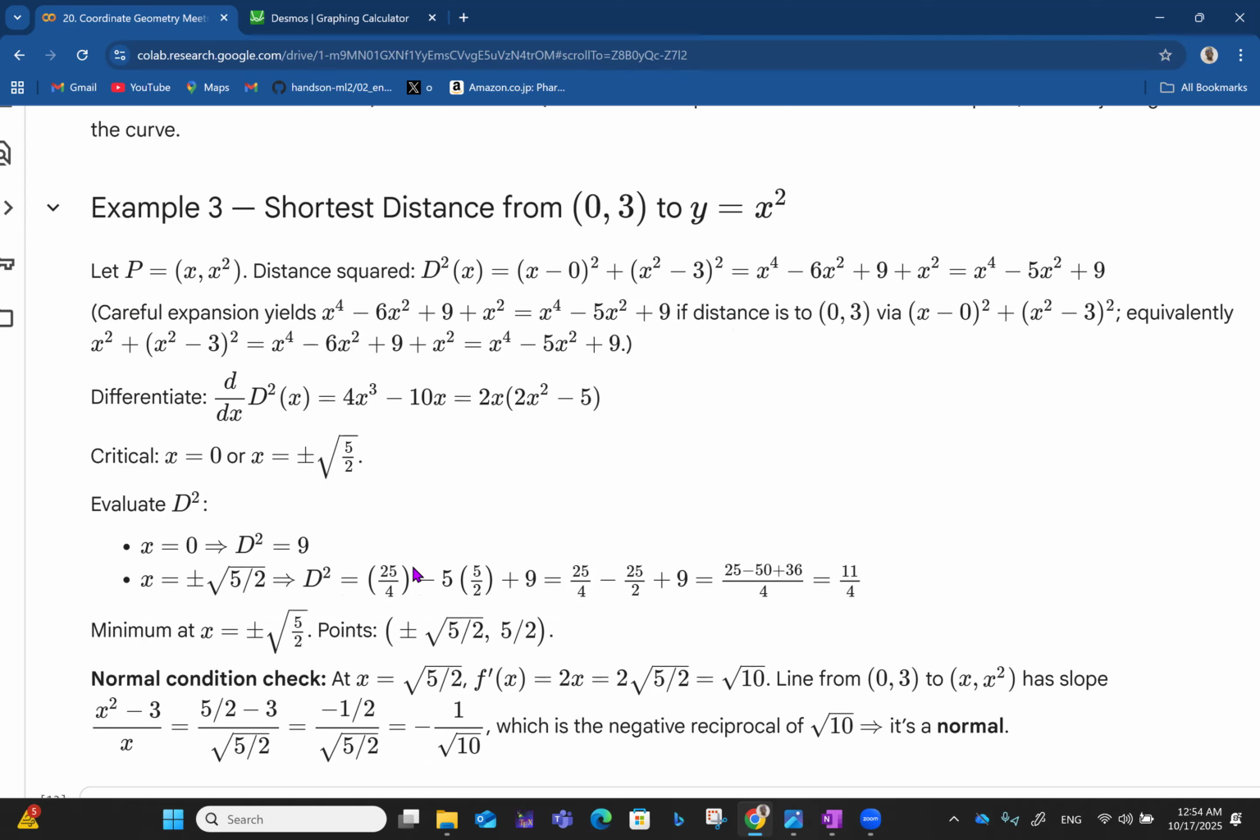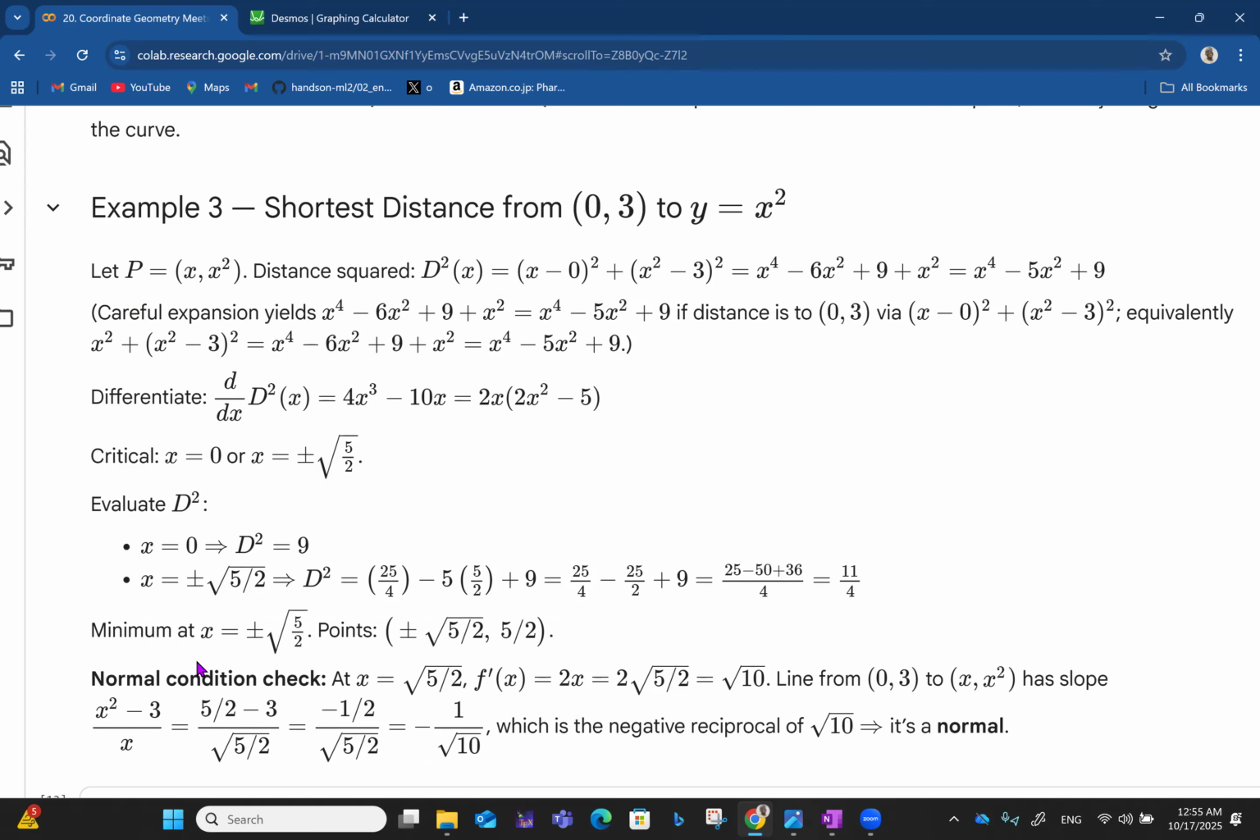So you square again, you have 25 over 4 minus 5 into, then another square here, you square it again. That's plus or minus square root of 5 over 2. If you square that, you have 5 over 2. So that's 25 over 4 minus 5 into 5 over 2 plus this 9 that is constant. Then you can tidy all this up, you get 11 over 4. Okay? Those are critical points in this thing.